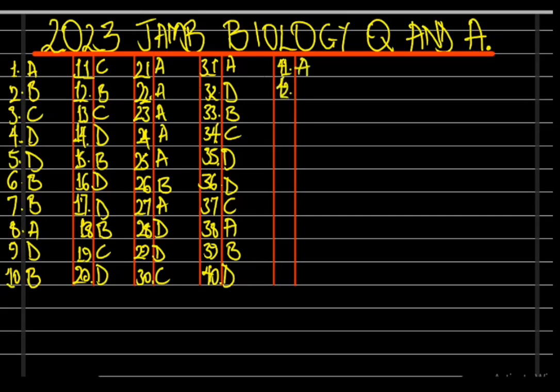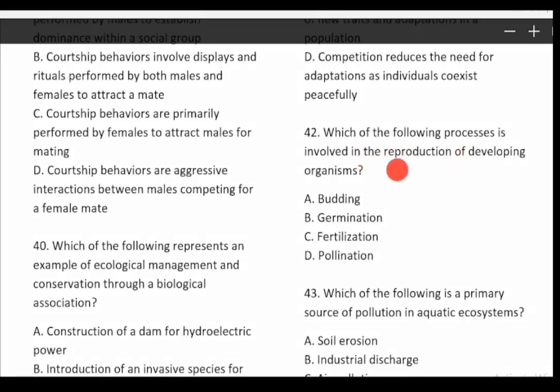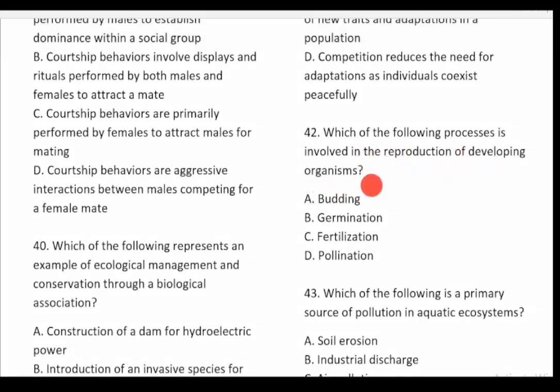And then question 42. Which of the following processes is involved in the reproduction of developing organisms? A. Budding. B. Germination. C. Fertilization. And D. Pollination. Reproduction is actually the process by which organisms are brought to life. Now, budding is the cutting of a bud from a mature organism. Germination is the break of seed dormancy. And pollination is the transfer of pollen grains from the anther to the stigma of plants. But fertilization is the answer we are looking for here.